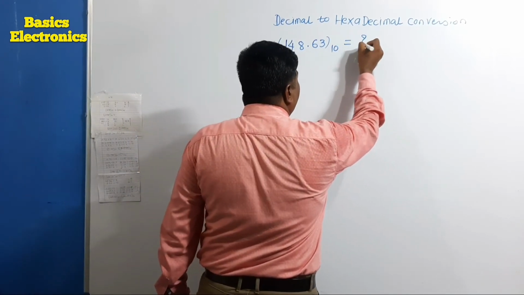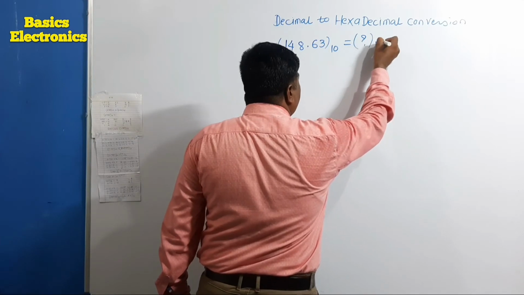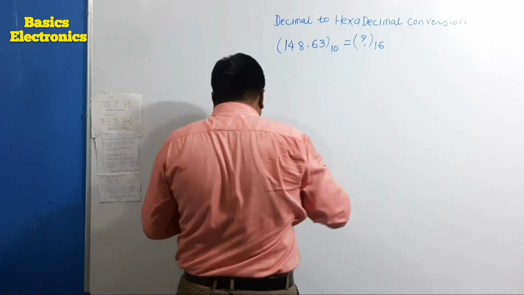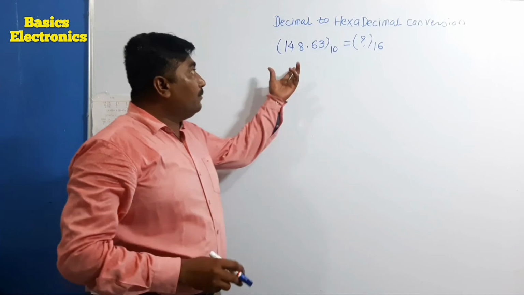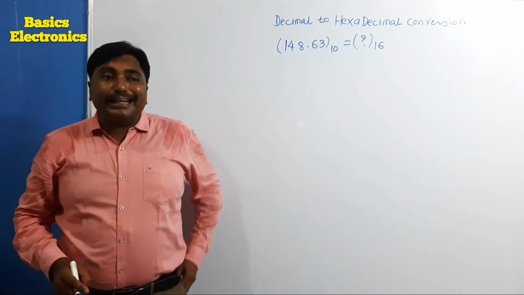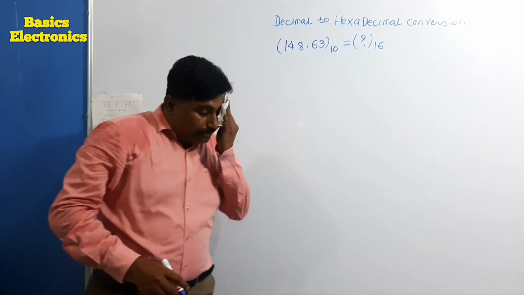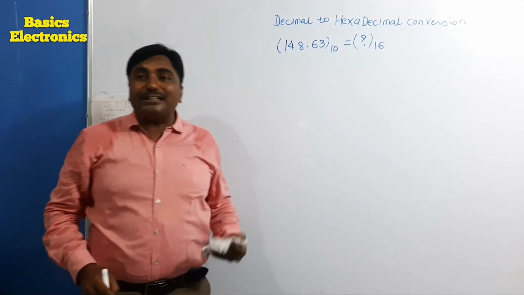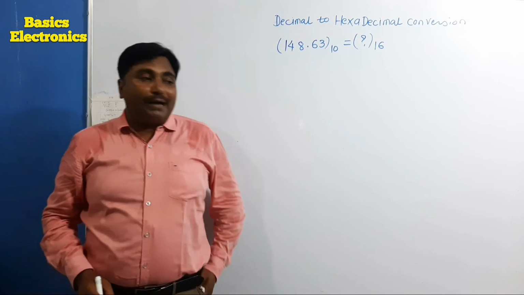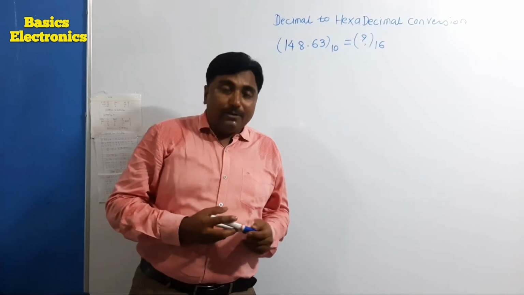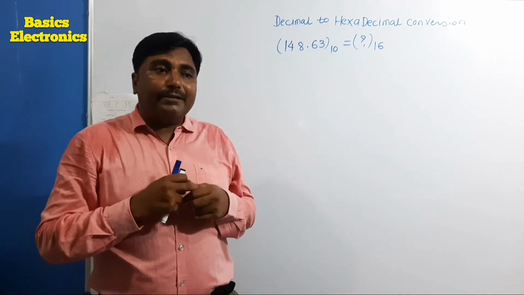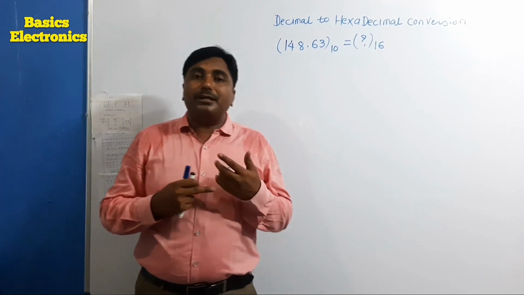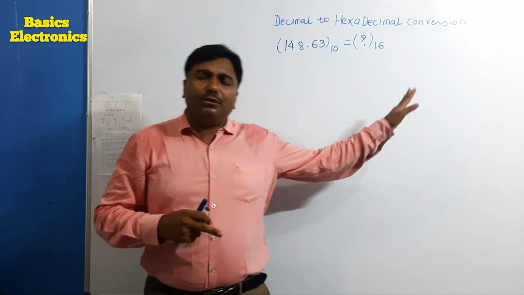We have to convert this into hexadecimal. Here we have to convert a decimal number, but this decimal number has both the integer part as well as the fractional part. Now how do we convert? Like we converted the decimal number into binary, here we have to follow the same steps.